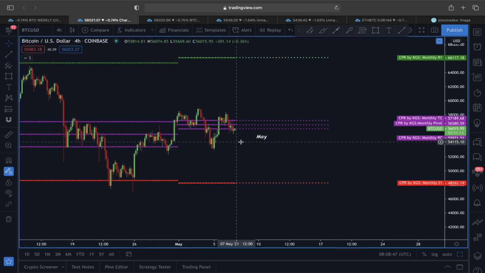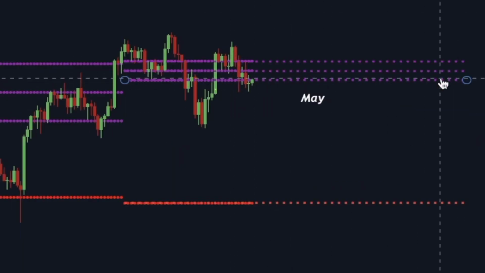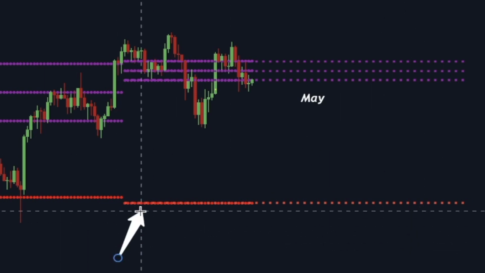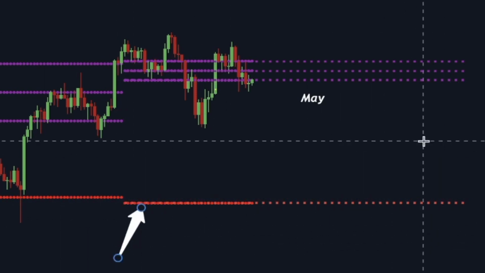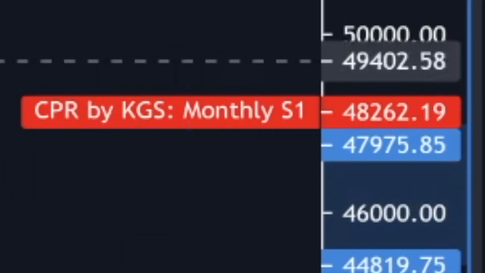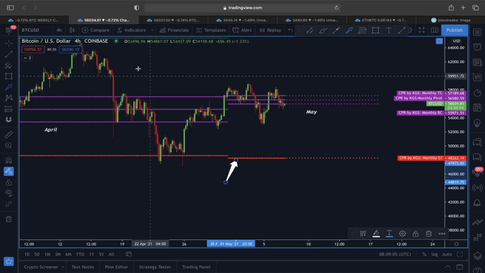So if this is going to fail, you can see then we are also going to leave this bottom CPR and we could be heading towards this red line, and this red line is the monthly support line for this May month, and that is sitting around 48,262 price level. For us, this is a very important scenario.